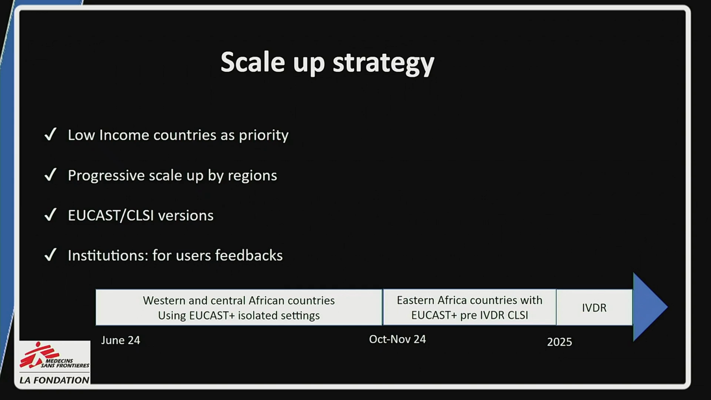And I invite you to visit the website because it's a newly built website. So we prioritize low-income countries as a priority for the short term. We also want to have a progressive scale-up by region. So for the moment, from end of June to September, October, it's going to be Western and Central African countries.